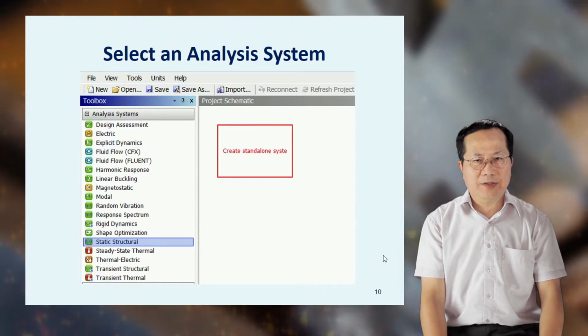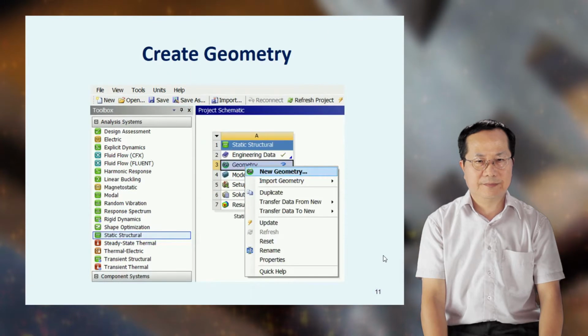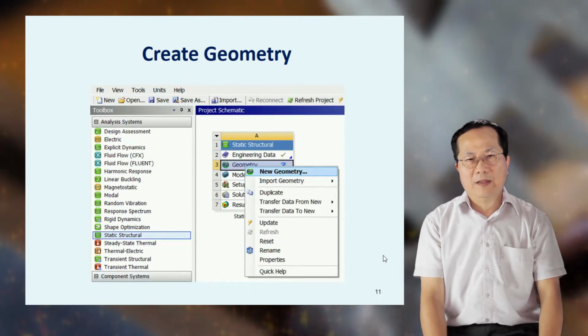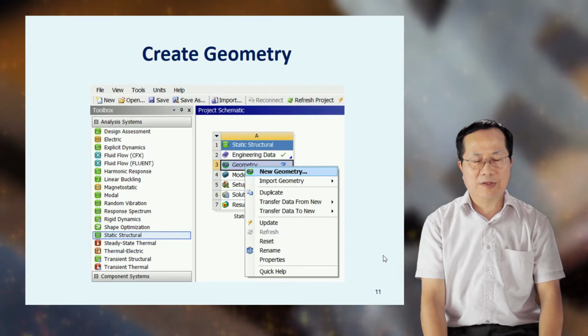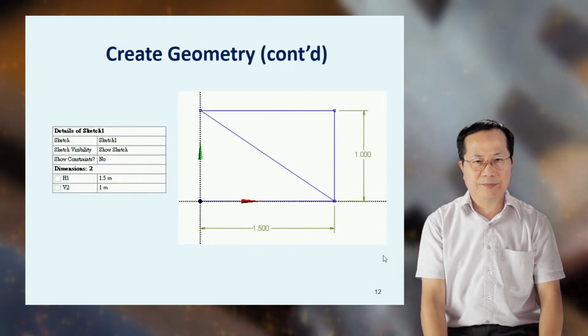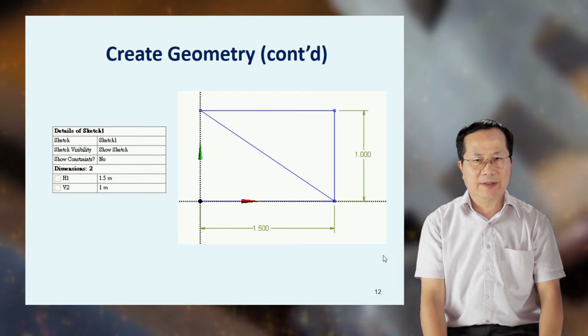Start the application package of CAE, for example, ANSYS. In the toolbox, select static structure from the analysis system by double-clicking. To create a geometry model, double-click A3 Geometry to enter the design model. Draw the 4 members of the truss by polyline, and then create 4 bodies.